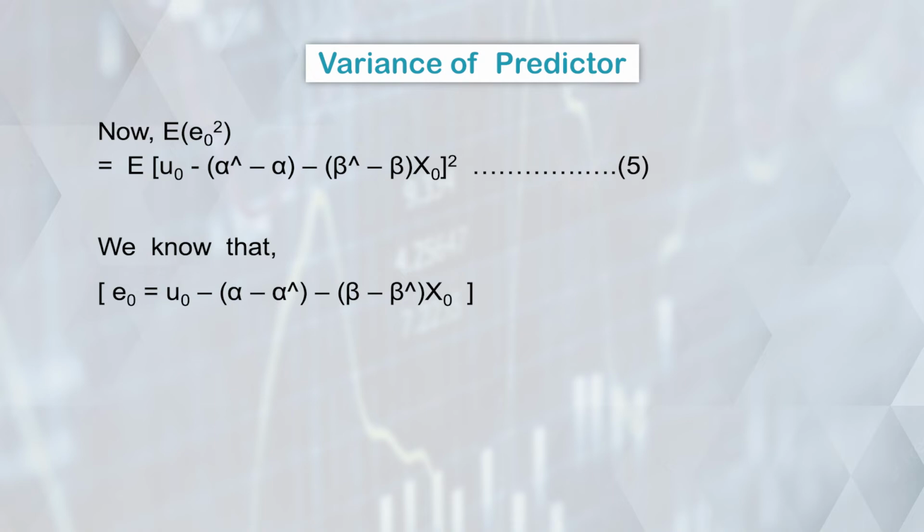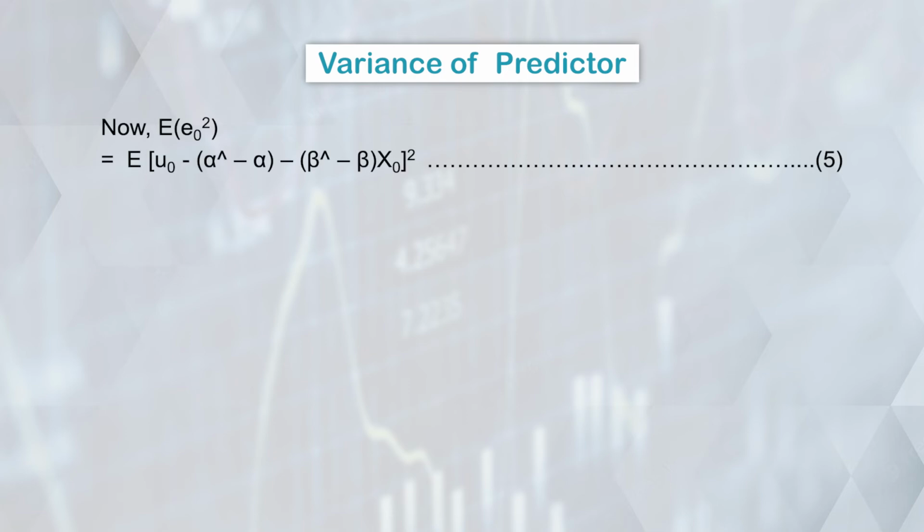In place of E0, we write down the entire expression again, which is already shown here. We know that E0 is nothing but U0 minus alpha hat minus alpha within the first bracket, then minus beta hat minus beta within the first bracket, into x0. So we put the entire expression in equation number 5. Now this equation number 5 is repeated in this slide just for continuity, and we expand the terms. After expanding, we get the square terms and the cross terms.